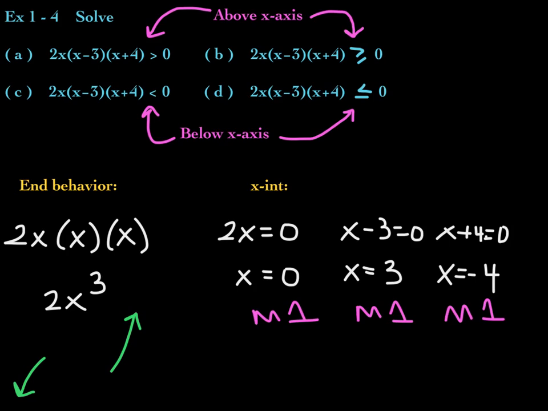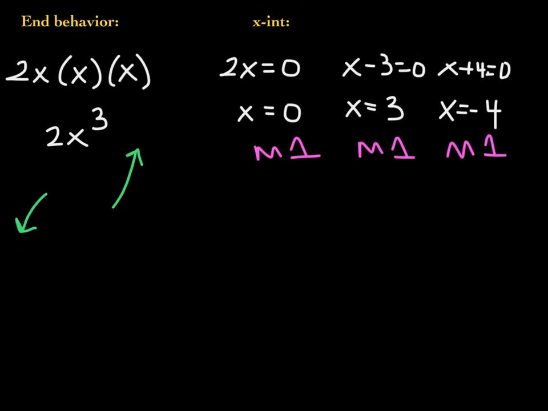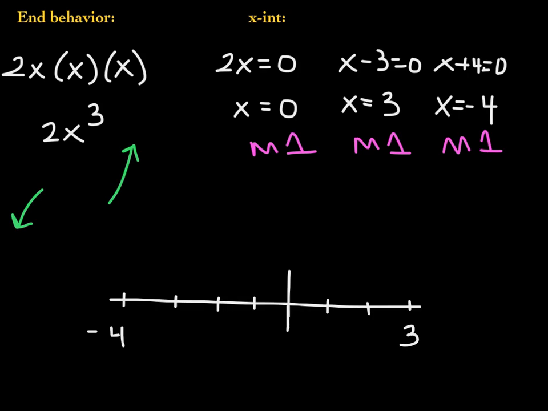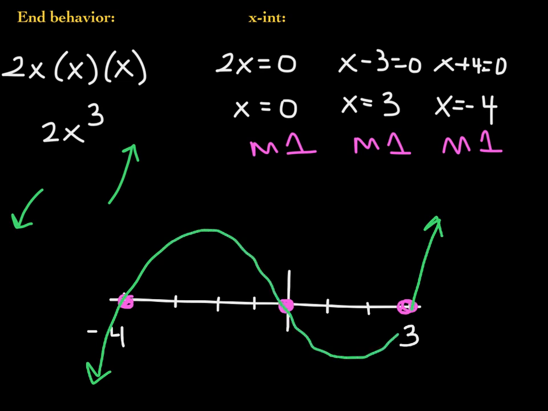All right, so let me scroll up here and show this graph. My x-intercepts are 0, 3, and -4. Notice that I did not find the y-intercept because it's irrelevant in this context for polynomial inequalities. It's going up forever to the right, down forever to the left. They are all points at which the graph will cross through the x-axis.